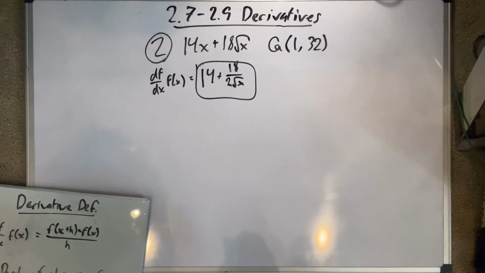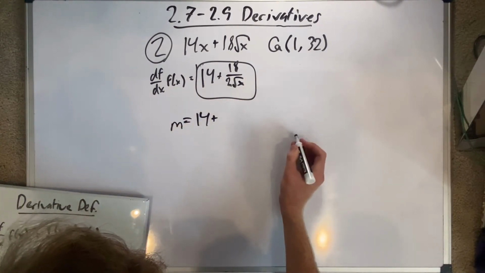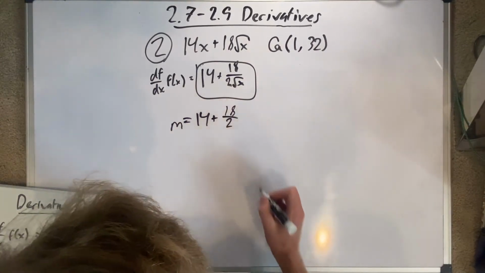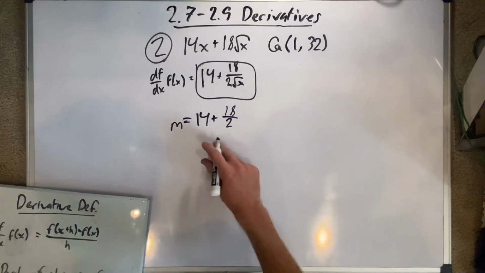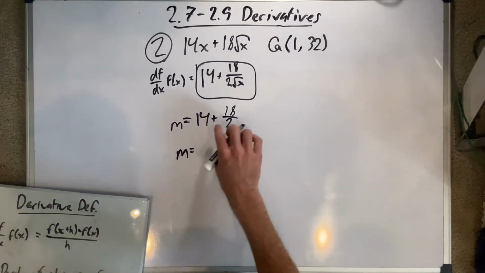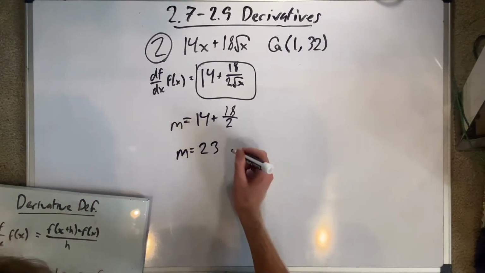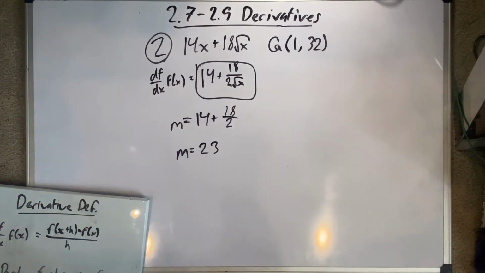And now we're going to find what it is at (1, 32). So the slope is equal to 14 plus 18 over 2 rad 1, and rad 1 is 1. So that means we're going to get m is equal to 14 plus 9, so that is 23 is our slope. And remember this is the slope answer here because that's what the derivative tells us, the change in the function, or the rate of change of a function.